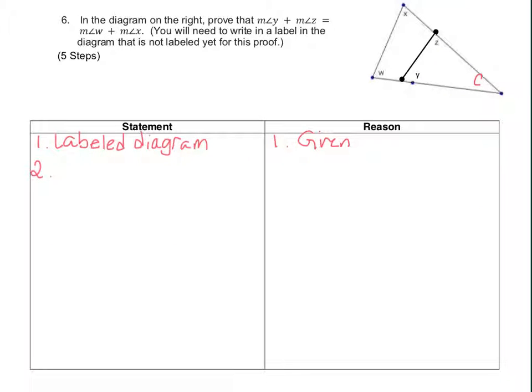We just had 2 fairly easy proofs. This one looks complicated, but it's really not. It just looks different than what we've done in the others.